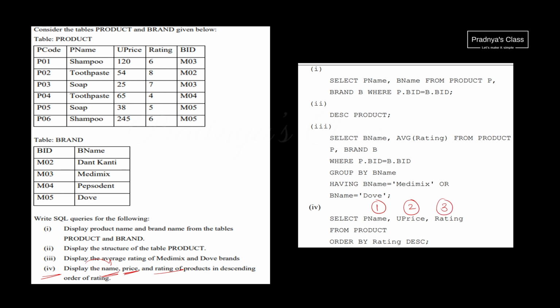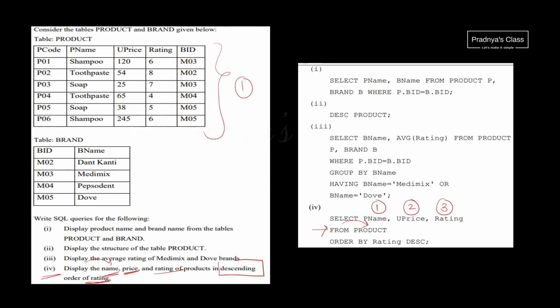In descending order of rating. All these fields are present in the product table. So here we are dealing with only one table. Then let's write the from clause from product. We need to display the records in the descending order of rating.